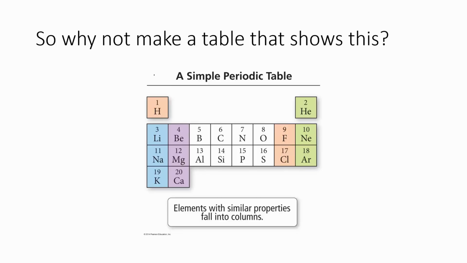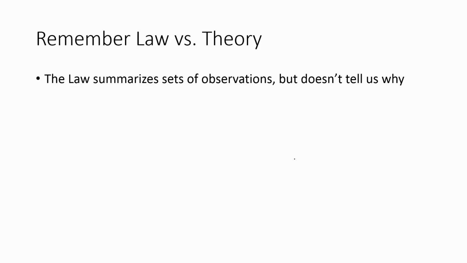So here's a really quick simplified version of the first 20 elements, where it lines up nicely with the columns where things have very similar properties. Now keep in mind this is the periodic law, this isn't the theory. The law is just summarizing the observation that when we arrange them in this way, they have similar properties. For the reasoning why, we have to wait until we get a little farther into the chapter and talk about electrons and where electrons are situated.